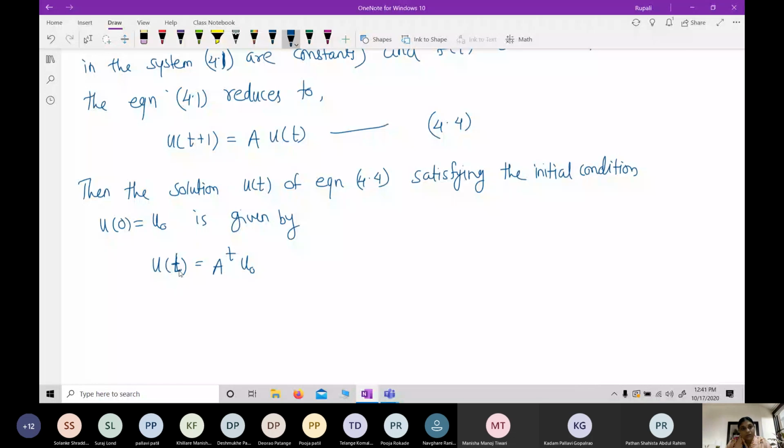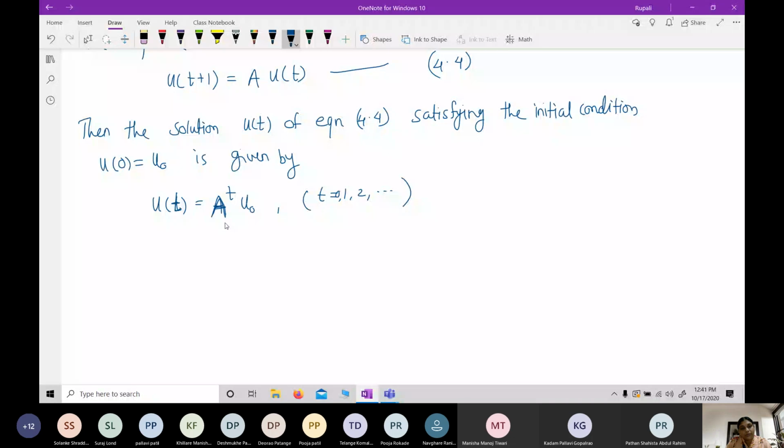Are you convinced with this? What is u at t plus 1? A raised to t plus 1 u0. And what is this? A raised to t u0. So LHS is equal to RHS, means A raised to t u0 is the solution of this difference equation 4.4. Actually it is a system of equations, but we can write its solution in this form. Is that okay? Yes, ma'am.